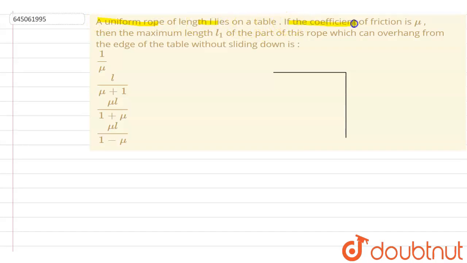Hi everyone, our question is: a uniform rope of length L lies on a table. If the coefficient of friction is mu, then the maximum length L1 of the part of this rope which can overhang from the table, from the edge of the table, without sliding. Without sliding means the rope should not slide over the table. So let's say this is the rope of which some part is lying on the table and some part is hanging from the table.